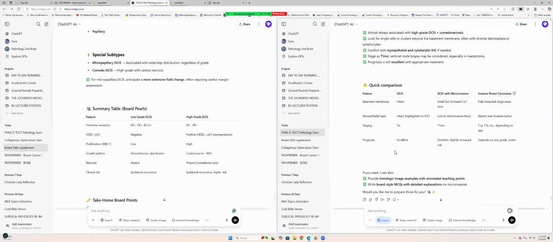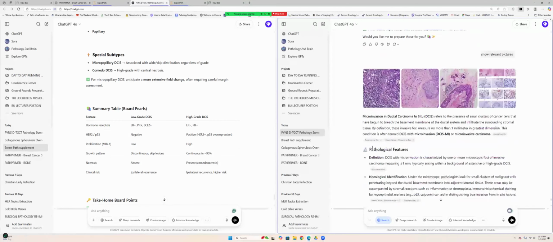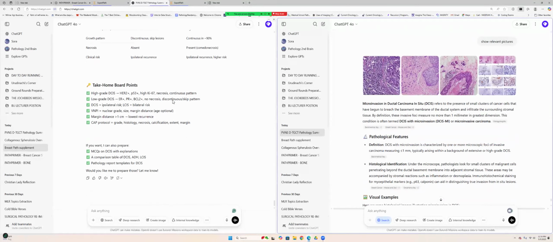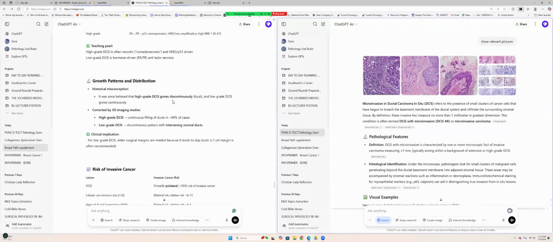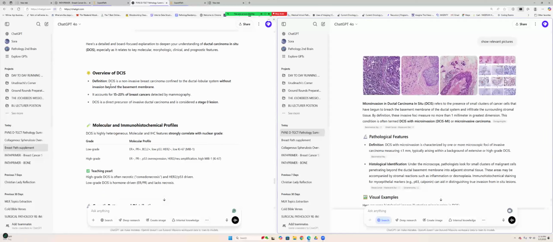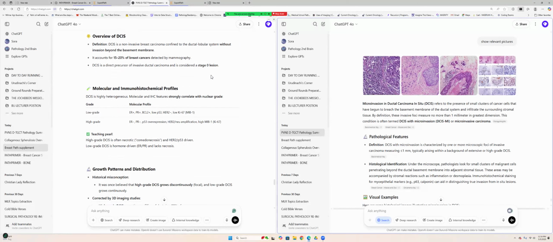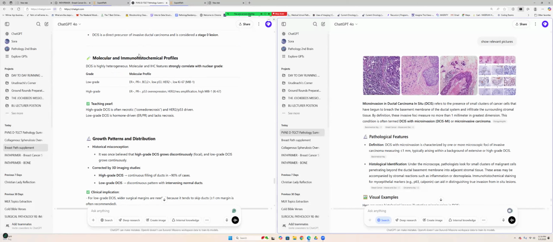Okay, let me see. So now, back to our question text. We talk about DCIS confined to the ductal lobular system without invasion beyond the basement membrane. It is 15 to 20% of breast cancer detected on mammography and is considered a stage 0 lesion. DCIS is highly heterogeneous. Molecular analysis features strongly correlate with nuclear grade.